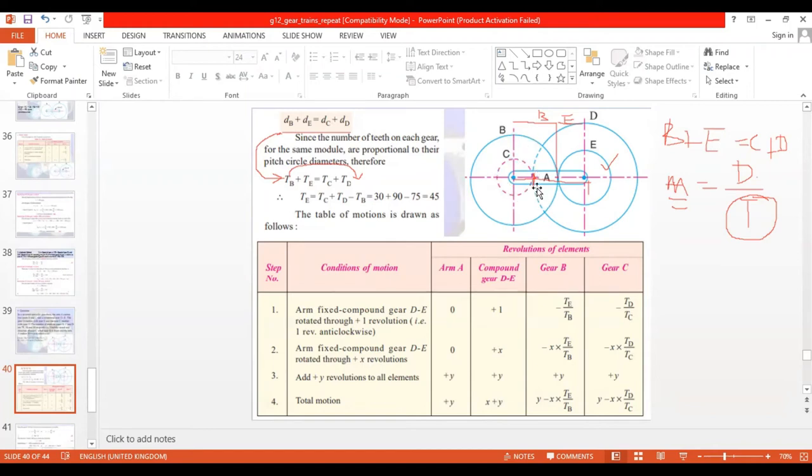And when you consider C, C is in contact with gear D. So when gear D is making one rotation, C is going to make TD upon TC rotations. This minus is there since they are moving in opposite directions. If B is moving clockwise, definitely C is going to move anti-clockwise, and if B is moving anti-clockwise, C is going to move clockwise. So this minus is only to indicate the direction. It has nothing to do with the magnitude.